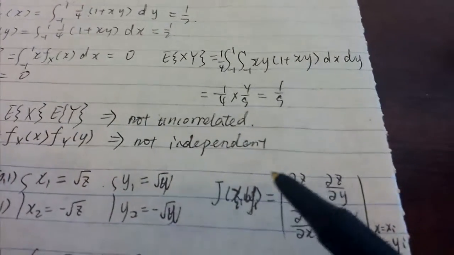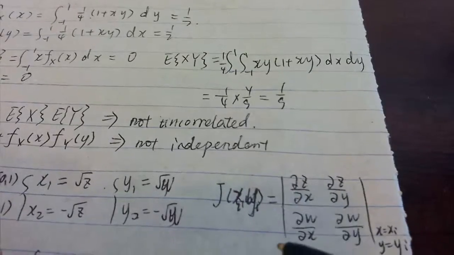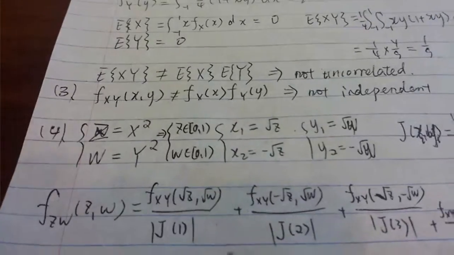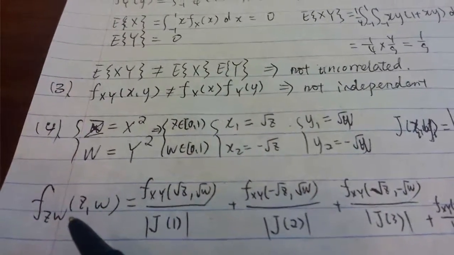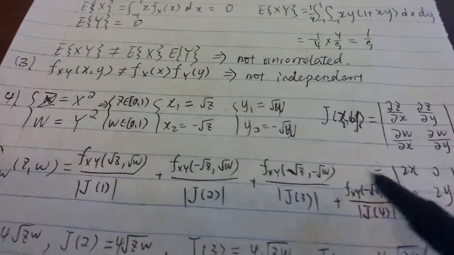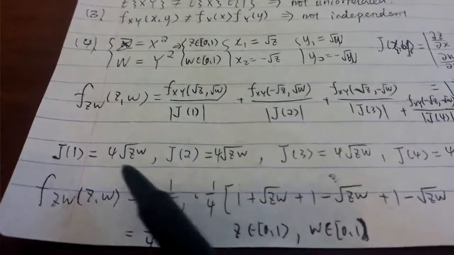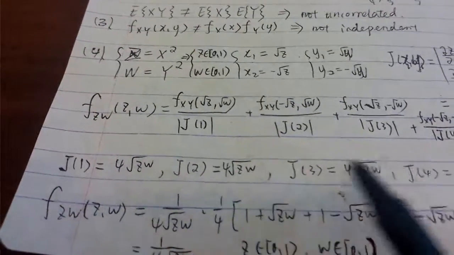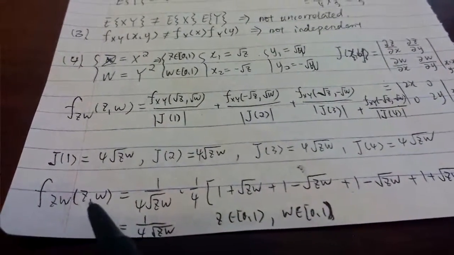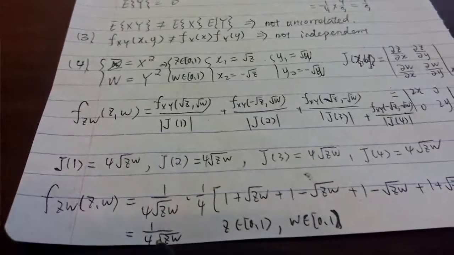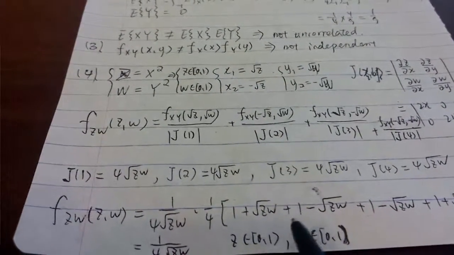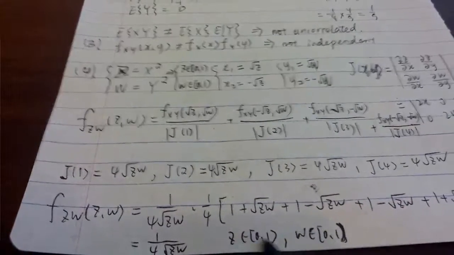So we use the formula. We calculate the Jacobian. We calculate this matrix, and we also use the formula to calculate the PDF of z and w. Use this formula, and finally we calculate this, and we get the PDF of z and w equals 1 over 4 times root of z times w, when z and w are in this domain.